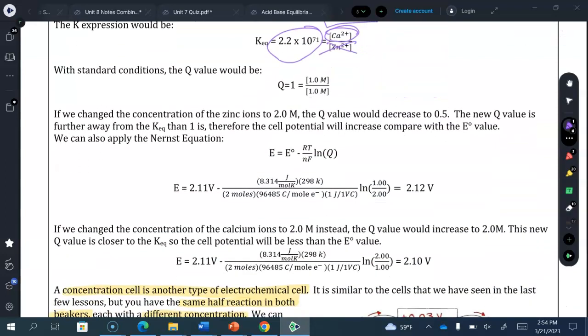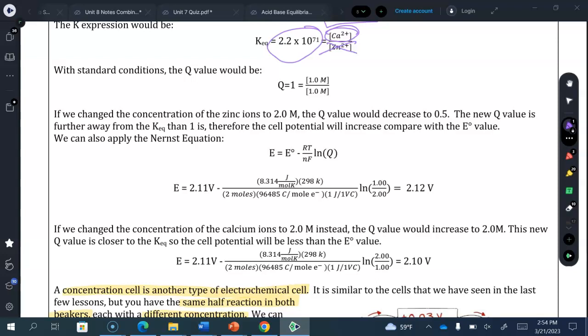If we change the concentration of zinc to 2 molar, the Q value decreases to 0.5, right? The Q value is further away from the KEQ than 1 is. Therefore, the cell potential increases. So you should have a greater E value.